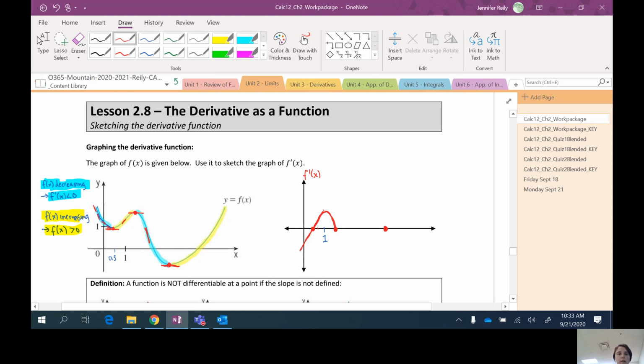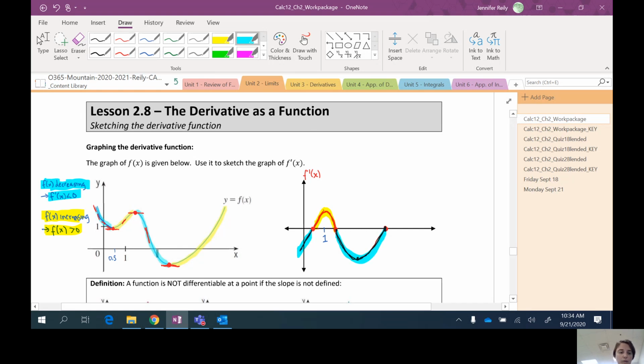Again, the slope was negative in this region, so that's why it's below the x-axis. The slope was positive with its steepest point probably being at x equals 1, and then heading back down towards 0. And now in this next region, the slope is negative. It gets steepest maybe around here, and then it flattens out again. So maybe something like this.